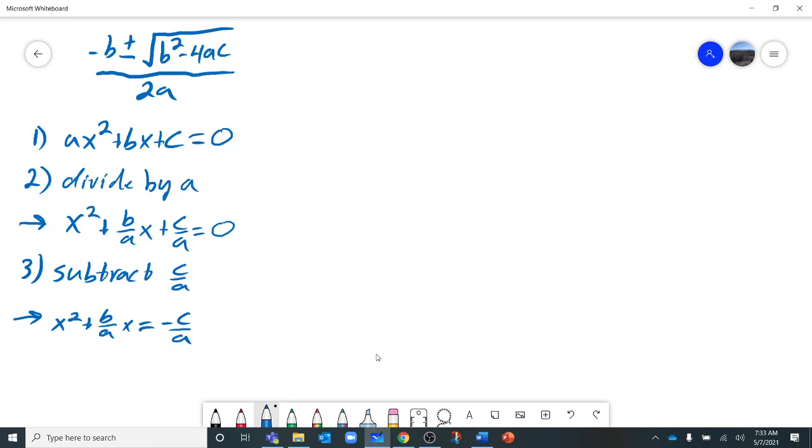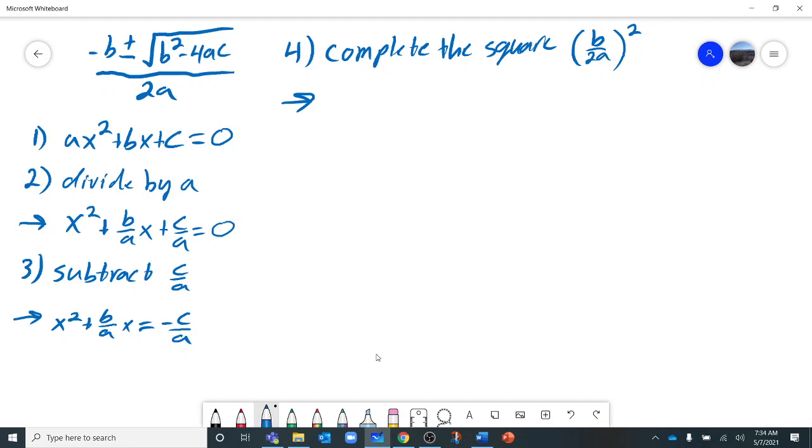Okay, step 4. Now that we have it in this form, we're going to complete the square. We complete the square by taking that middle term, the b over a as it currently is, we divide it by 2, and we square it. So we're going to call this complete the square. We do that by dividing b over a by 2, which just gives us b over 2a, and we square that. Then we have to add that to both sides. So that gives us x squared plus b over a times x plus b squared over 4a squared equals negative c over a plus b squared over 4a squared.